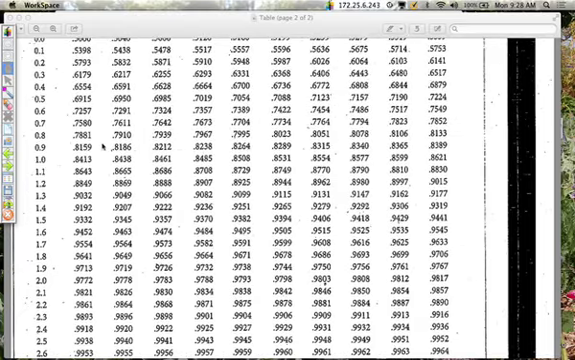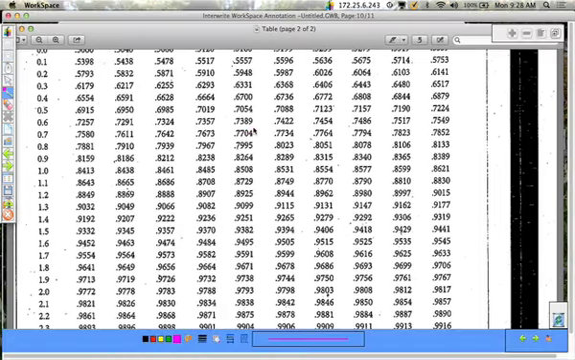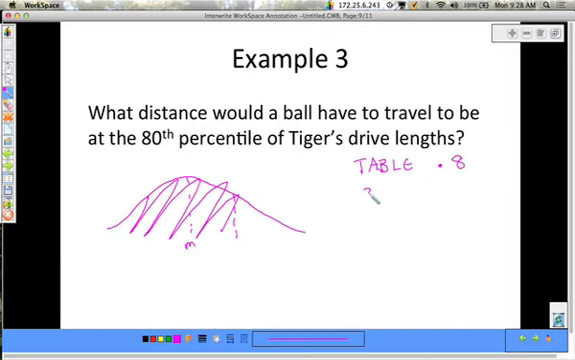Let's see, 0.8159, 0.8053. It looks like this is the closest, right here. Whoops, the one below. 0.7995. That's 0.8, but that's 2 hundredths, where this is only 5 thousandths away. So we have 0.84. So our z-score is 0.84.